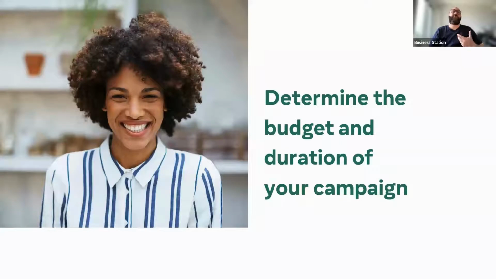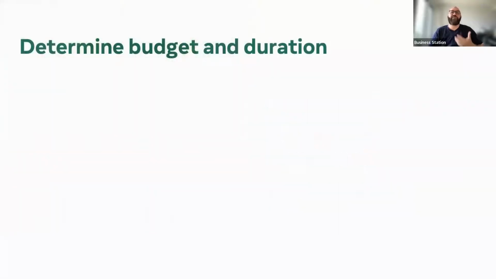Now what we're going to do is determine how much you're going to spend and how long your campaign is going to run for. With this, we tell Facebook how much we want to spend, and it will try to get you as many results as possible for that amount. So Facebook is going to say, okay, I want to deliver the best possible value for this advertiser that I can.